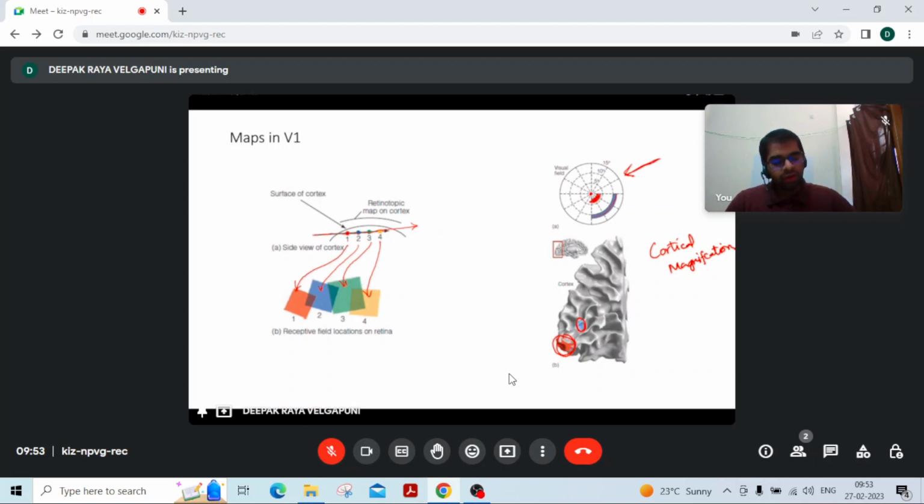Why do we need more area for this? It is because when you're foveating you want many details from the area where you are fixating. So with higher cortical space, there are higher processing resources allocated to that particular space in the visual field. So this is called cortical magnification, and this is how the receptive fields are still present in V1.